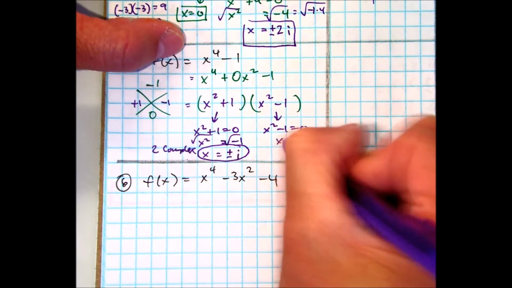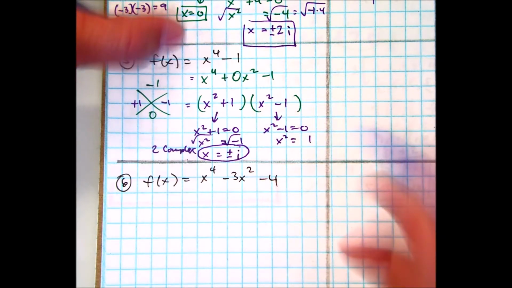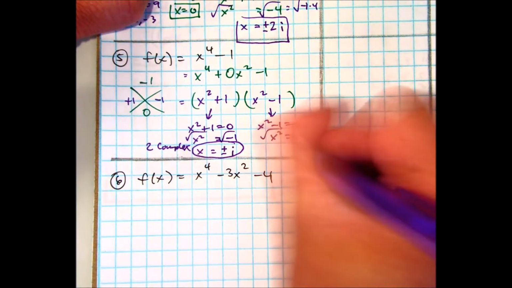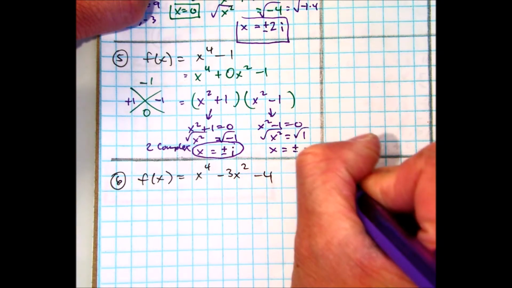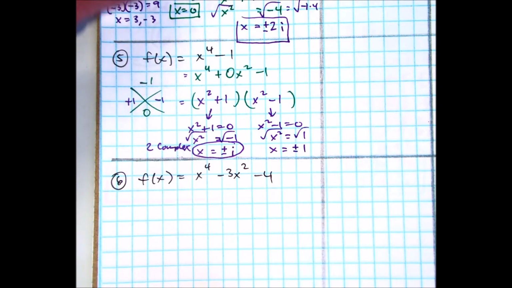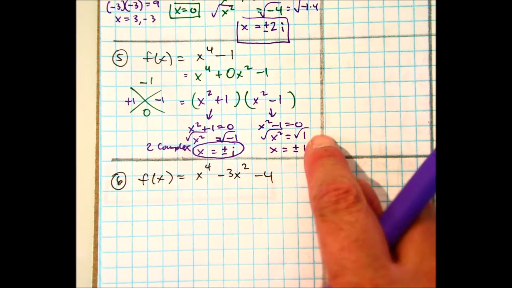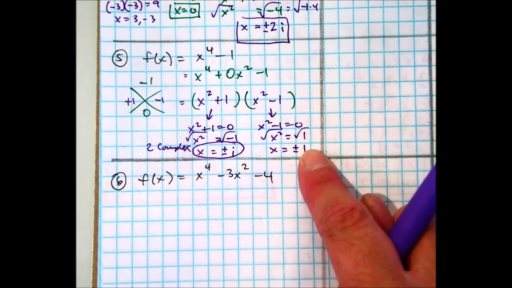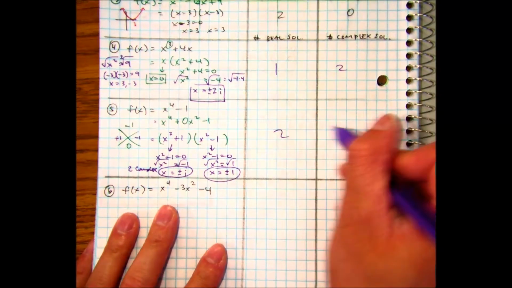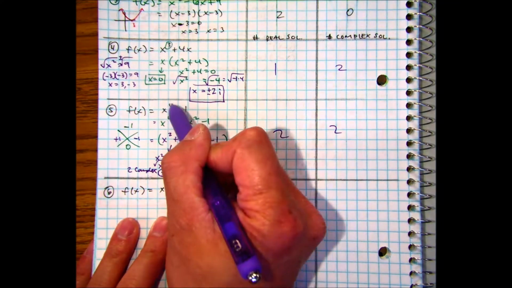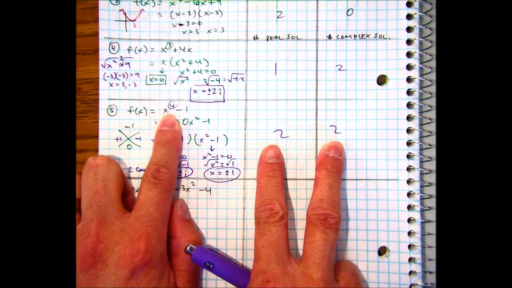Yeah. And over here, x squared equals 1. Take the square root. X equals plus or minus 1. Right? The square root of 1 is 1. 2 identical numbers that multiply to be 1 is. So that means I have 2 reals and 2 non-real, which is complex, and that's why I have the highest degree there, 4.